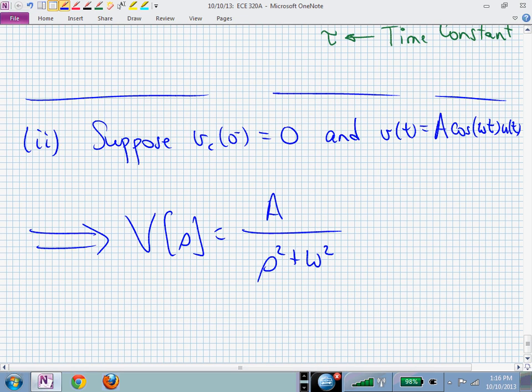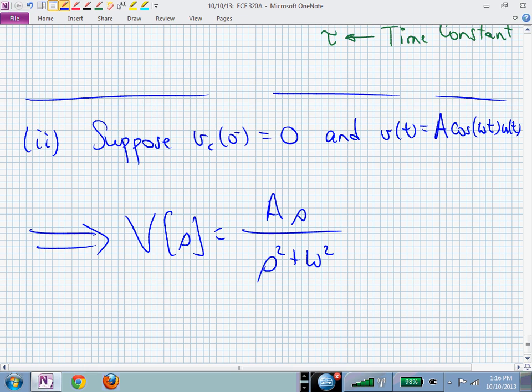And the only thing that changes between a sine and a cosine is the numerator. What's the numerator look like when we have a cosine? That has an S, doesn't it? So there is our Laplace of the driving signal, capital V of S.